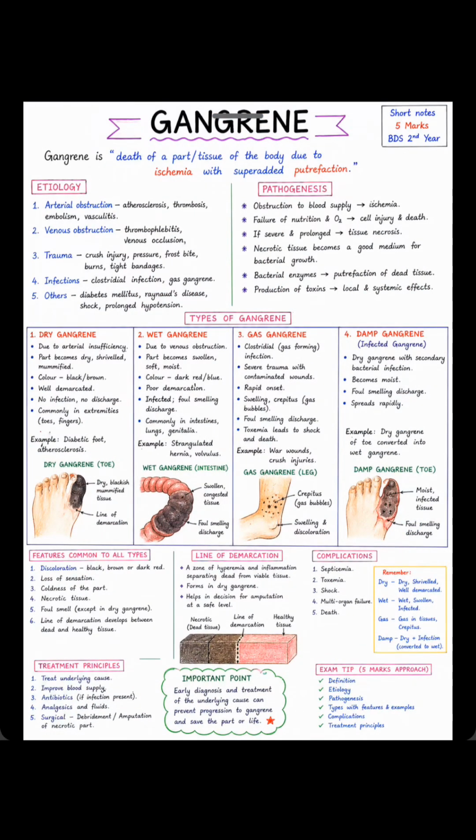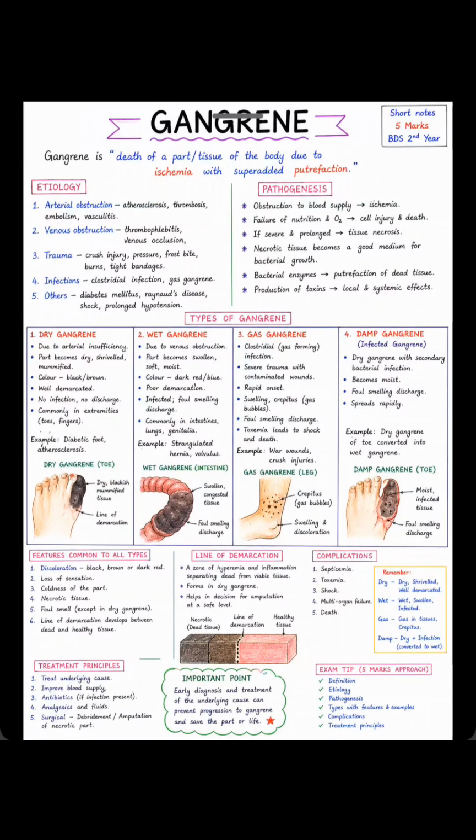General features, complications, and treatment. So across all types of gangrene, common features include black brown discoloration, loss of sensation, coldness of the part, and a foul smell, except in pure dry gangrene. If left untreated, it leads to massive complications like septicemia, toxemia, shock, multi-organ failure, and death. And how do we treat it?